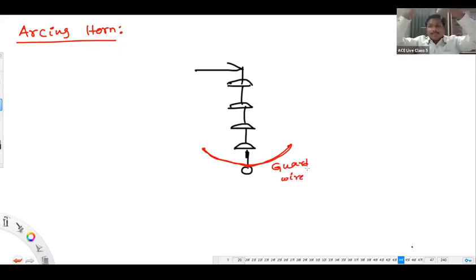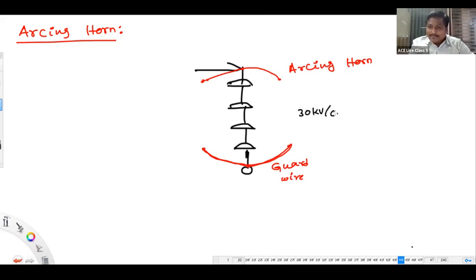And on the upper side, at the tower location, I am keeping one more wire here. This is called the arcing horn. On the upper side you have the arcing horn, and on the bottom side you have the guard wire. See this air gap here. The air gap between the arcing horn and guard wire will have a strength of 30 kV per centimeter. Insulators will have high dielectric strength, maybe 60.